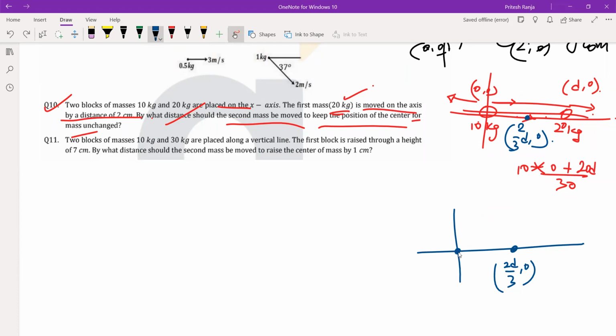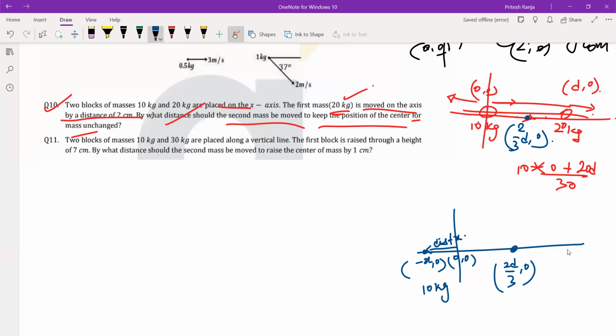But what do we have to do with it? Of course you have to move it to the left, because as soon as you move it right, the center of mass changes. So let's say I'm moving it by distance x and you need to find x. If I moved it by x, what will this coordinate be? -x, 0. Remember I'm moving it by a distance x. This was the origin.